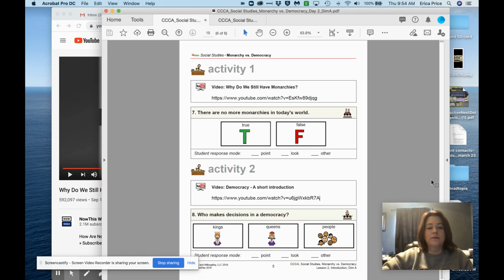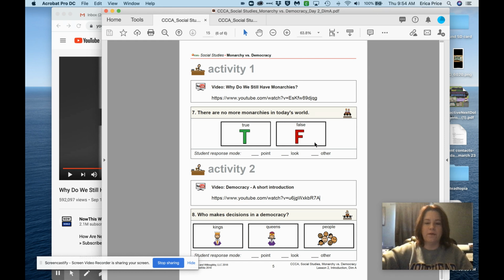Okay, so that was a little information on monarchies. So let's go ahead and look at question number 7. It says there are no more monarchies in today's world. Is that true or false? Think of the video we just watched. Okay, that question is false. It showed us different monarchies around the world, so we know that question is false.